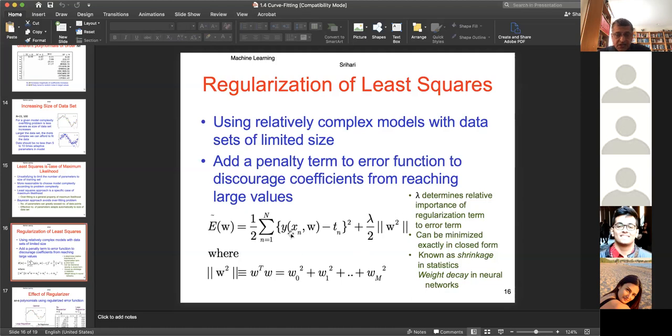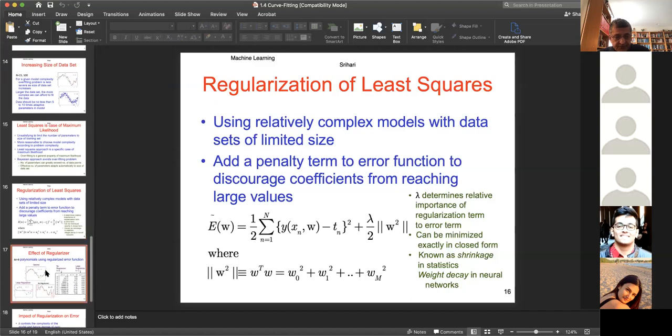So now we say that this loss function, which is a generalized error function, has two parts to it. One part is the sum of squares. The other part is the squared norm of the weights. This quantity can be minimized exactly in closed form and is known as shrinkage in statistics. In neural networks, this is referred to as weight decay.